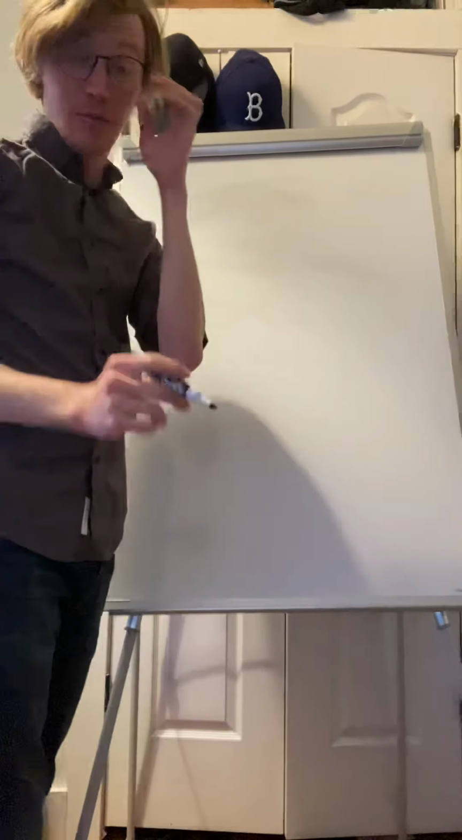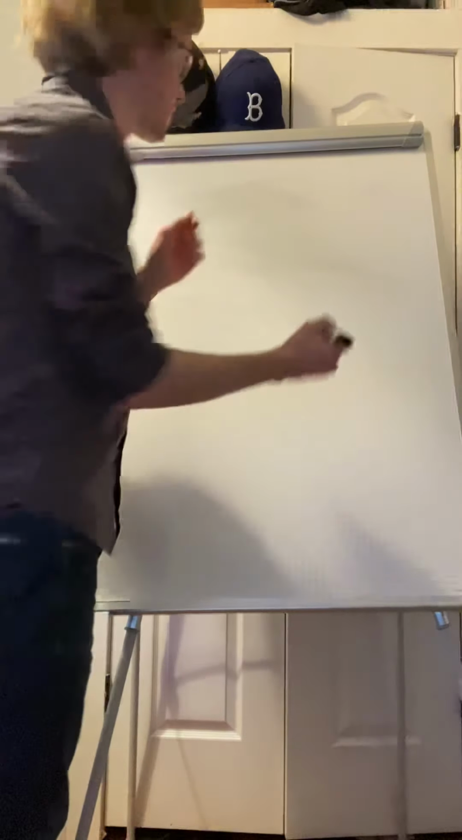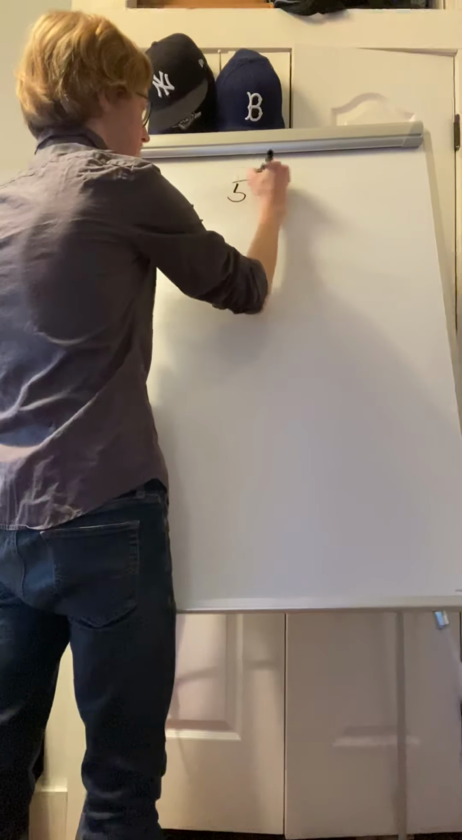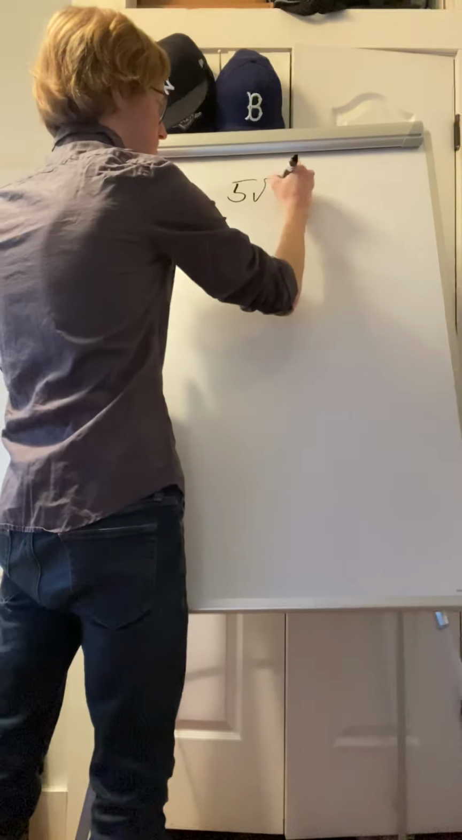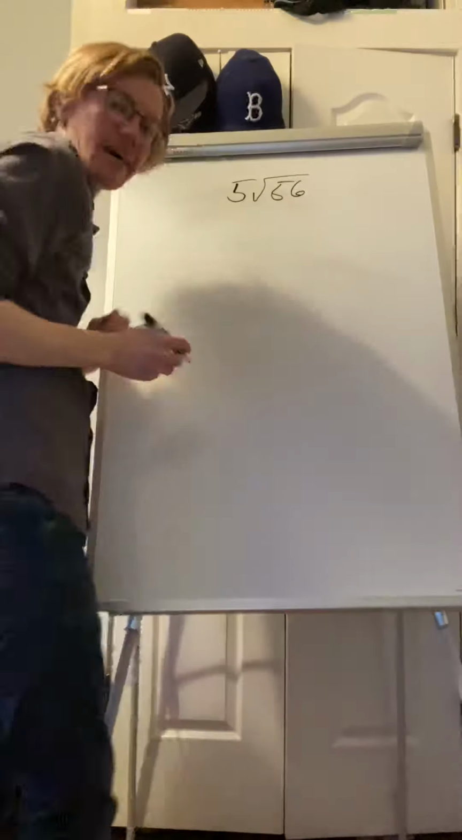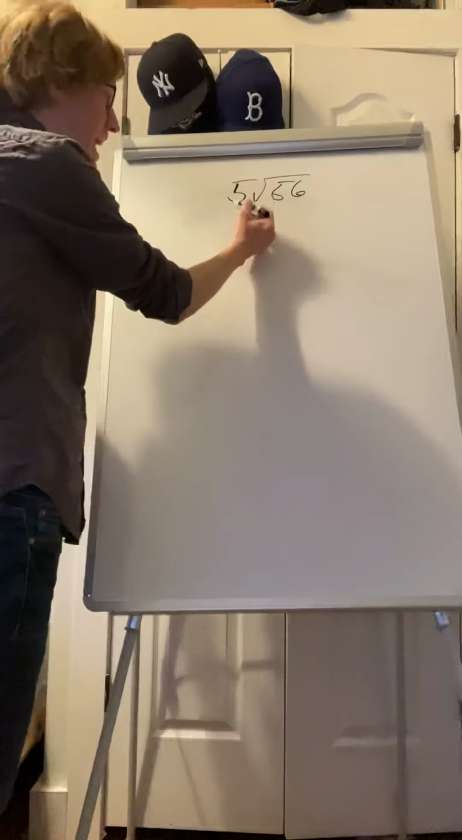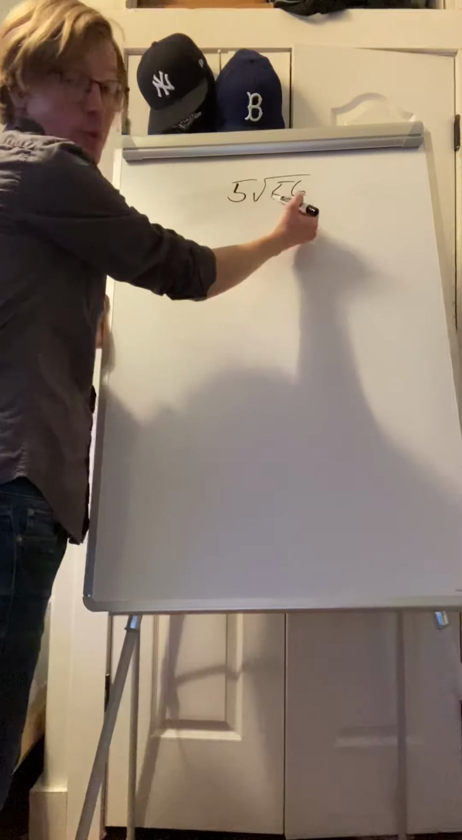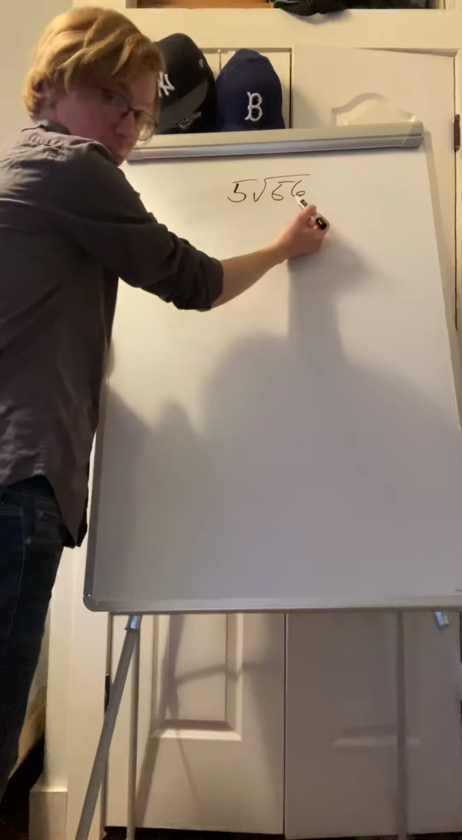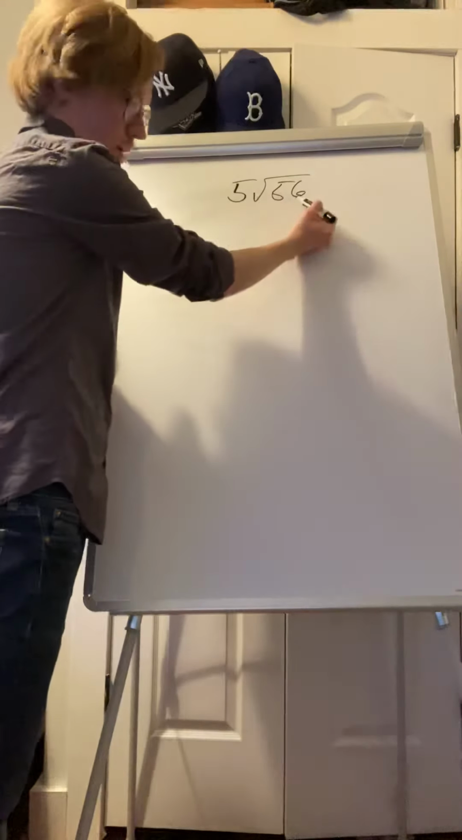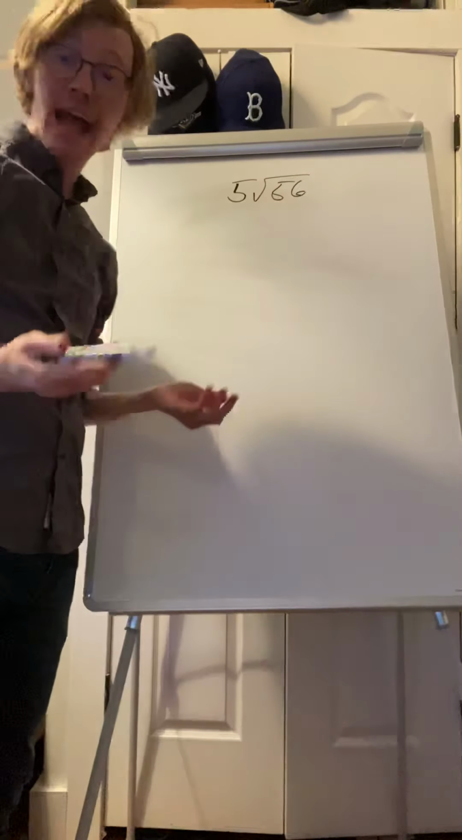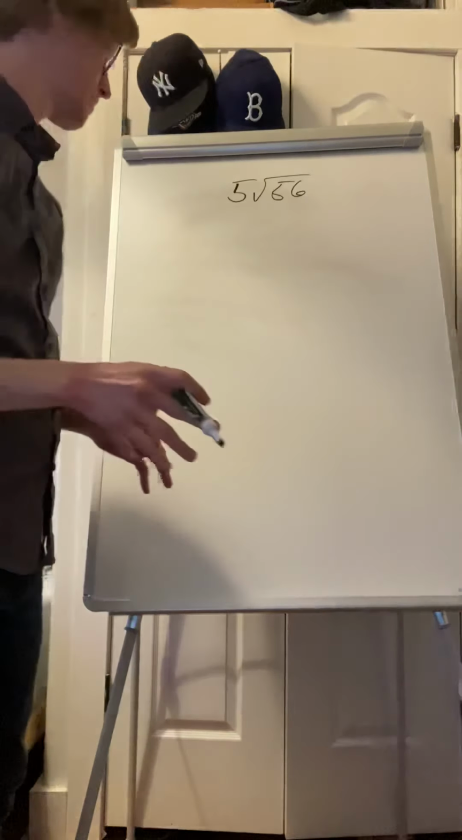Let's say this time we had something like 5 square roots of 56. 5 times the square root of 56. Now, if you heard, the first thing I said was 5 square roots of 56. That's another way you can read this, or 5 radical 56, or 5 times the square root of 56. You can say it any of those ways, they all mean the same thing.